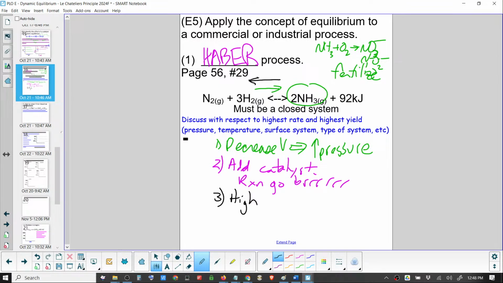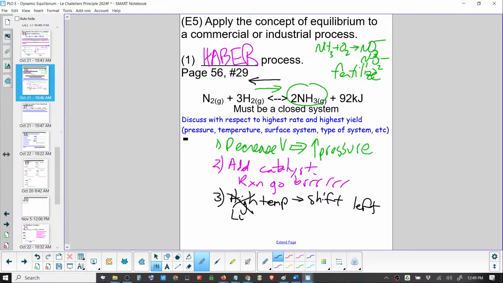There are reactions that we do commercially at like 1,000 degrees Celsius. And the reason we don't is because that temperature would shift it too far this way. So we don't actually want high temperature. High temp shifts left.